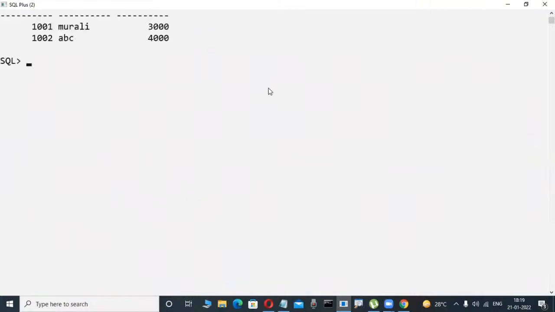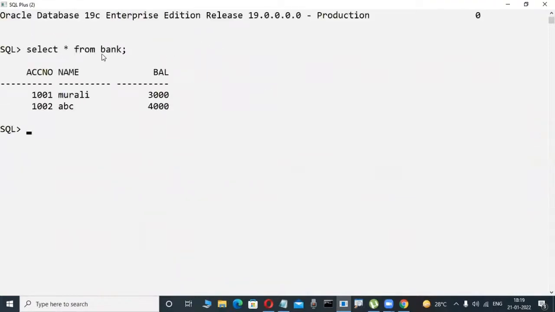Suppose, for example, check it out. This is a bank table. Don't write it down, because you don't have an idea yet. Just observe it. I'm an experienced person, so I'm writing this for your interest. Just logically observe it. Bank is a simple scenario.